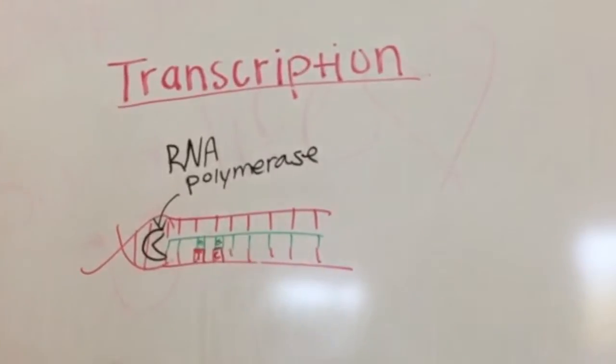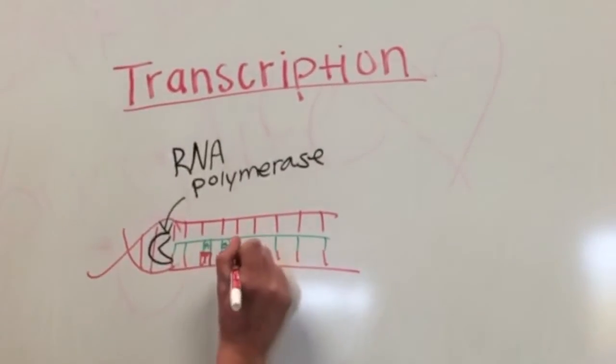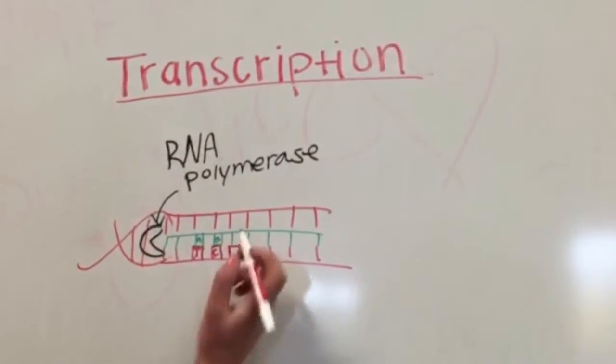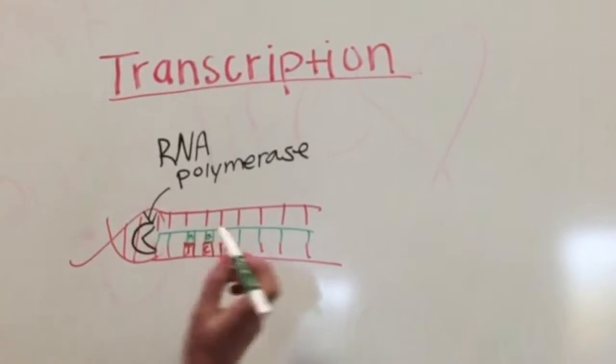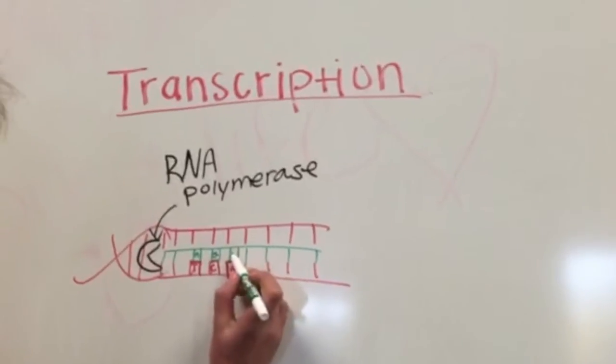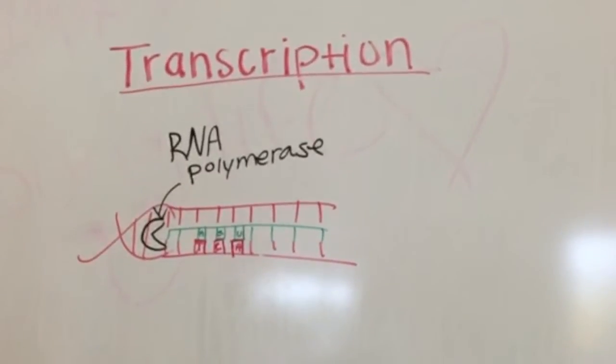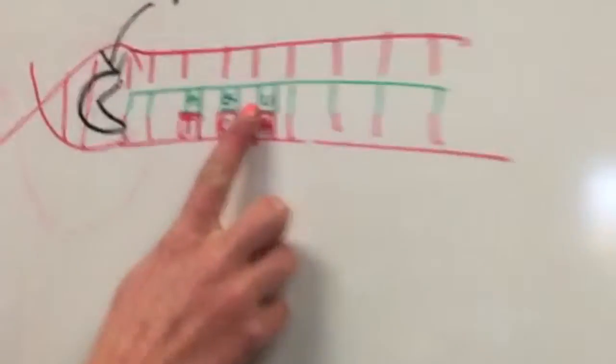The only exception to this rule is if the nitrogen base on the DNA strand is an A. Then instead of having the mRNA nitrogen base be a T, or thymine, it would then change to a U, for uracil, as you can see here.